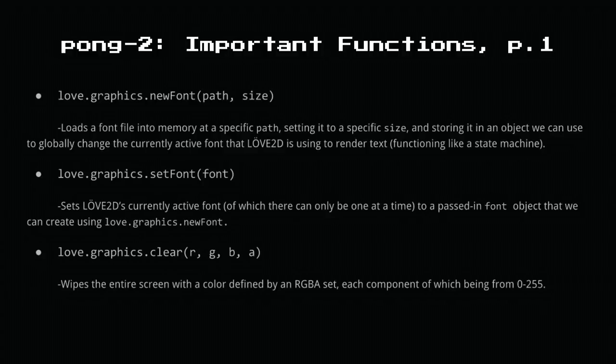LÖVE is a state machine in the same sense as before, in that it'll have an active font at any one time, and whatever print functions you call will use the currently active font. And that also applies to whatever color you might want to render to the screen. If you have a font and you want to maybe render it in red, you need to set LÖVE2D's active color to red as well.